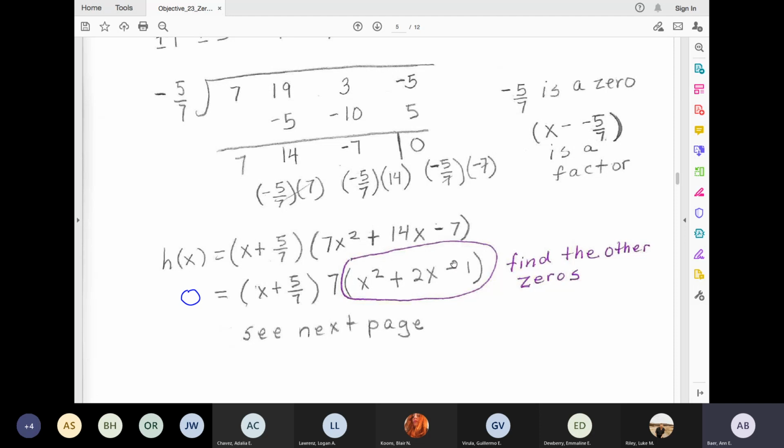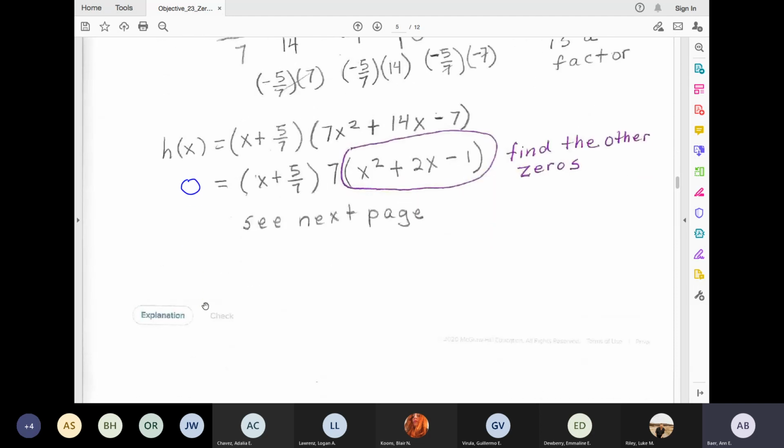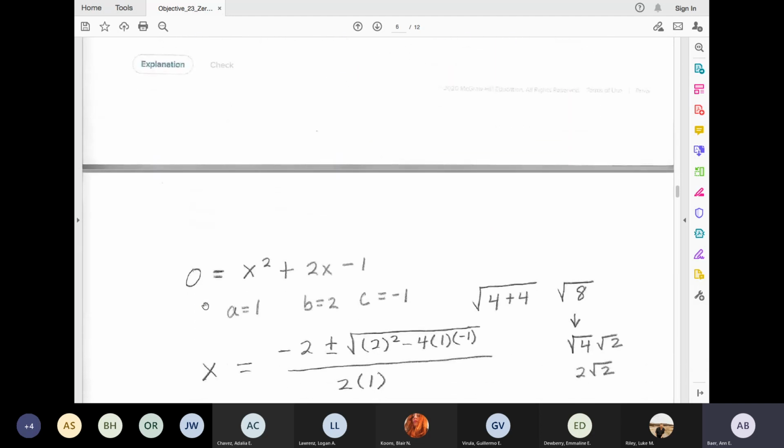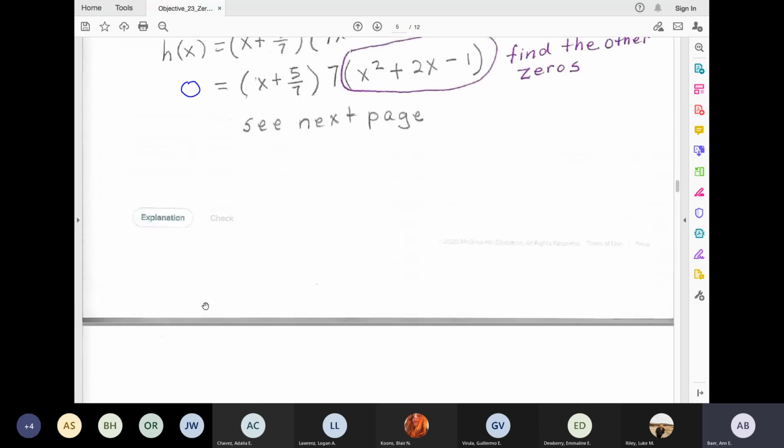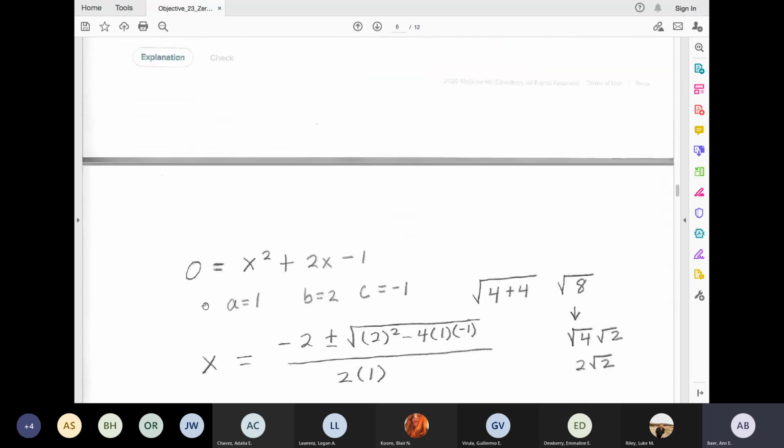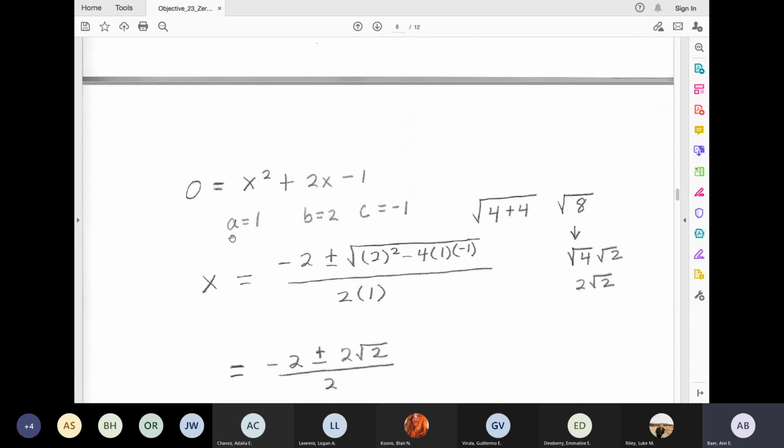So what we want to do is we know what 0 is associated with this factor. We want to take this factor, which is a quadratic factor, and set it equal to 0 and solve for x. So I just copied that over, x squared plus 2x minus 1. Our a is an understood 1. Our b is 2. Our c is negative 1.